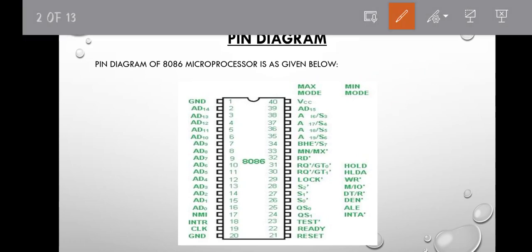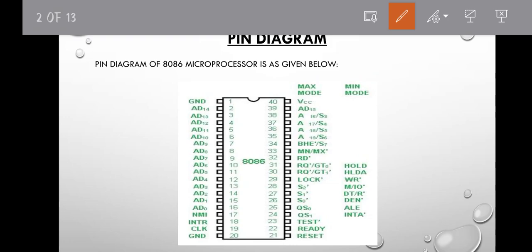And it is very simple. We have a very simple trick to keep all the 40 pins in our mind very easily. Now I will explain the trick, and how the 40 pins can be remembered very easily. We have to remember it stepwise.